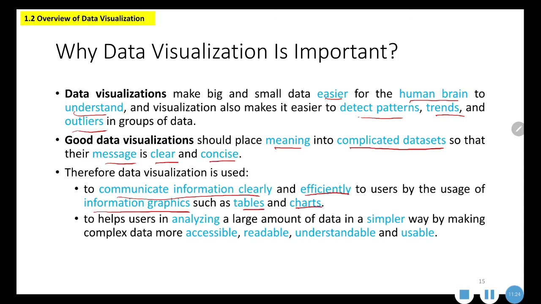We have so many types of charts and tables that we will learn later in the next chapter. Data visualization is also used to help users analyze large amounts of data in a simpler way, by making complex data more accessible, readable, understandable, and usable. So these are the importance of having visualization.